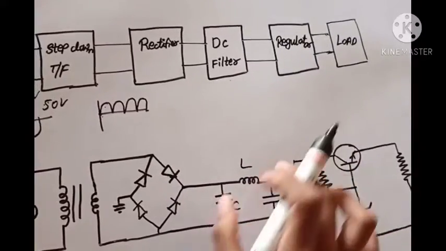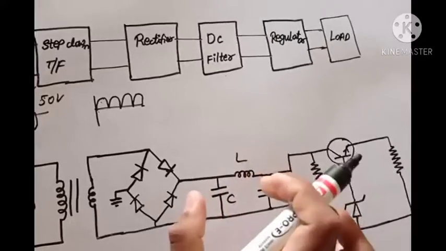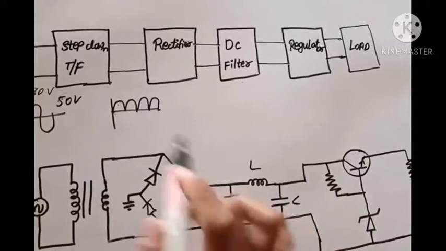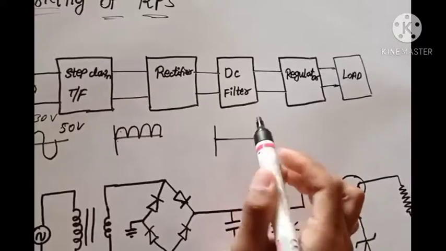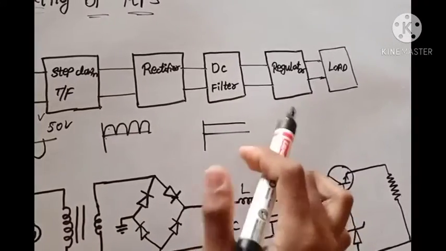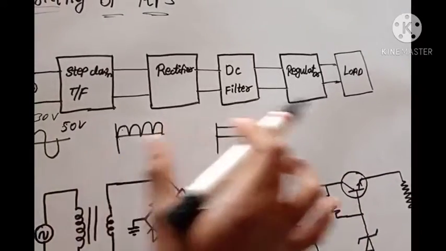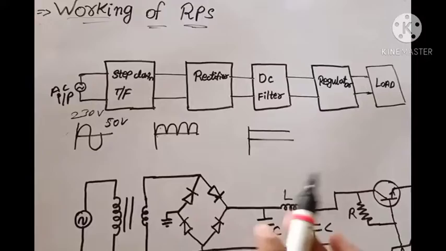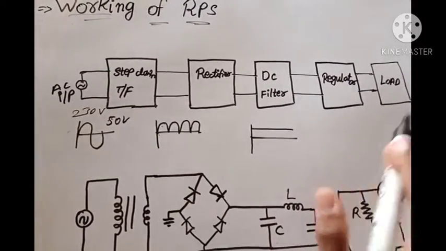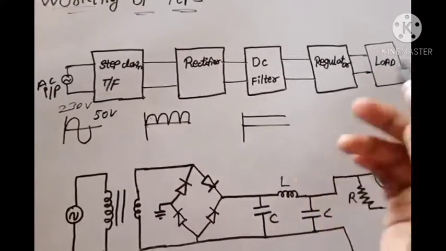Here we have a capacitor, inductor, and capacitor. What a capacitor does is it does not allow the sudden change in the voltage. So the output will be a constant DC because the capacitor does not allow the change in voltage. So it filters the pulsating DC into a constant DC. But it is not a perfectly constant DC output. So why are we using a regulator? We are using a regulator to stop the fluctuations, the rise and fall of the voltage.